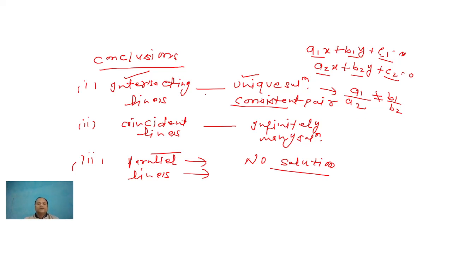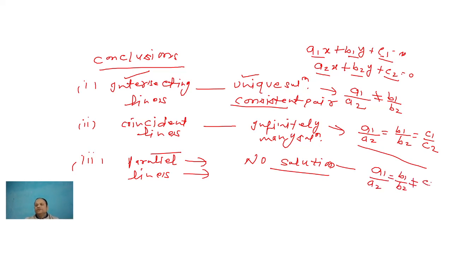Okay, second is coincident lines or infinitely many solutions. For this, the coefficient ratio a1 upon a2 is equal to b1 upon b2 is equal to c1 upon c2. This will help us in finding the coincident line conclusions. And for no solutions, a1 upon a2 is equal to b1 upon b2 is not equal to c1 upon c2. So with the help of these coefficient ratios, we can easily find the conclusions.